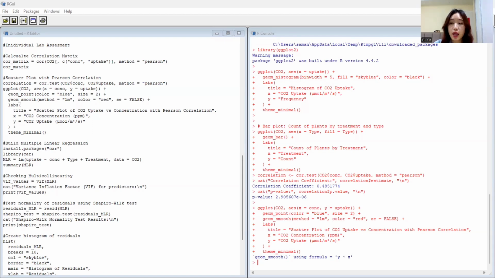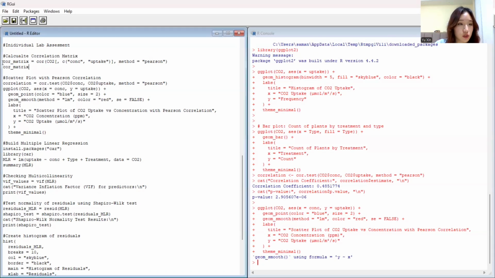On the previous lab assessment, our group already loaded our dataset, checked the issues, and plotted a histogram and bar plot, and also displayed the coefficient and p-value. So now I will be presenting my individual lab assessment.